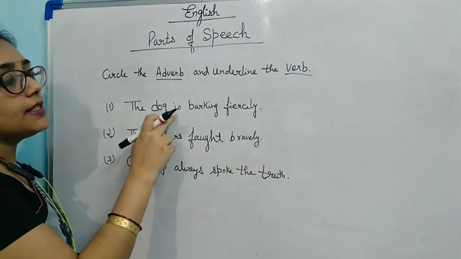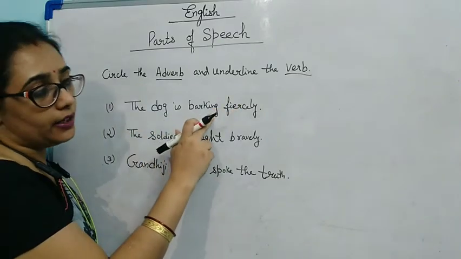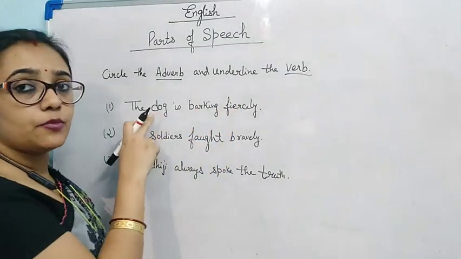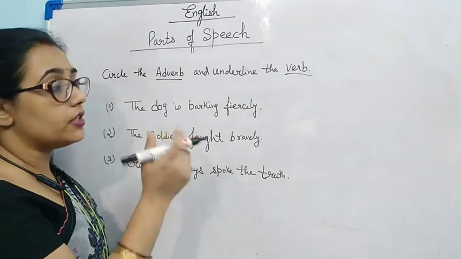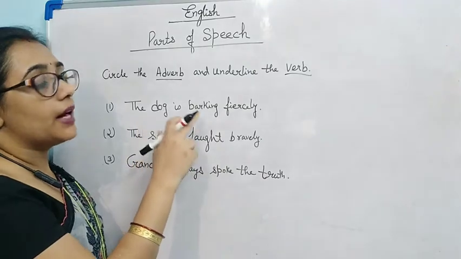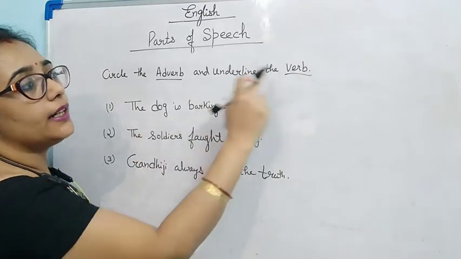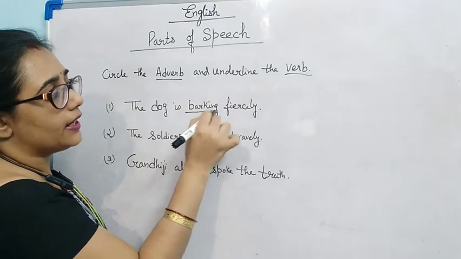The dog is barking fiercely. Dog is the subject. It is doing what action? It is doing barking. So barking is what? Barking is doing what? That means verb. What we have to do? Underline the verb. So I will underline this.